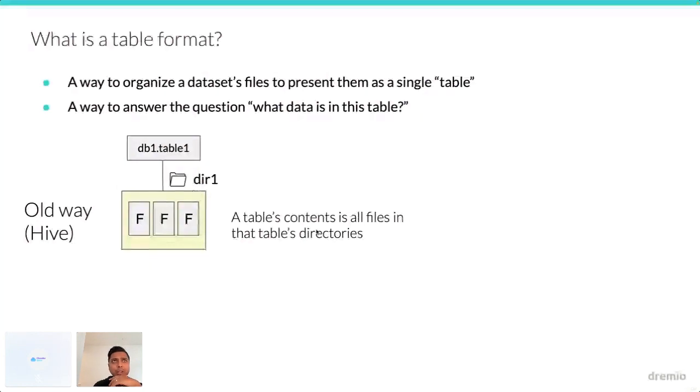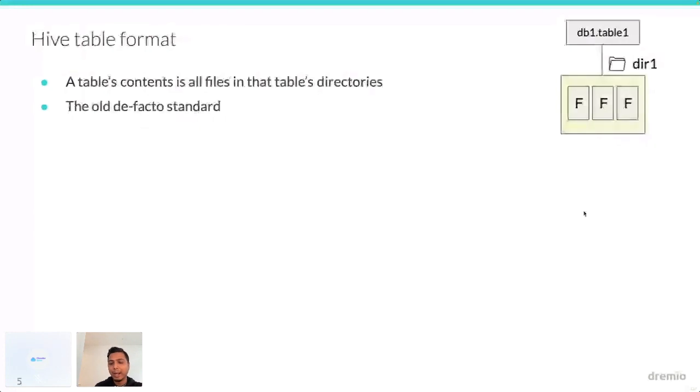Let's talk about this in a bit more detail. In the Hive table format, the table content, the files, are in one or more directories. Here we can see one of them, but at scale this would be a lot of directories. The tracking of these files is done at the folder level, and whatever is in the folders is tracked that way by the engine. This has been the de facto standard since the mass adoption of Hadoop.